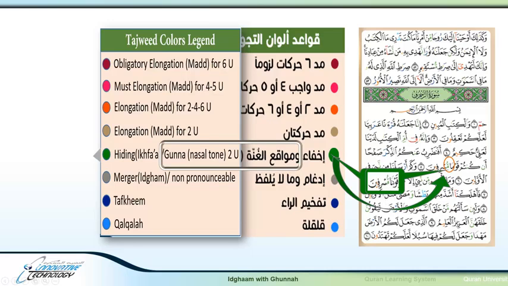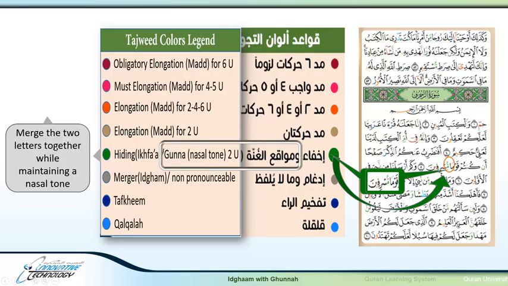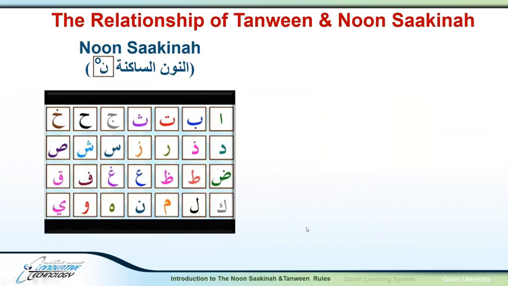And the Tanween itself is in gray because the Noon of the Tanween will not be pronounced during Idgham, indicating Idgham wa Malayufad, merger and non-pronounceable. So we have two color codes actually. The Ghunnah is given the color green, and the Tanween itself is given the color gray. And that's basically our lesson for today, which is the merger of two letters together while maintaining a nasal tone, which gives us the color green, and the Idgham itself, the merger, which is given the color gray. So our lesson for today is Idgham with Ghunnah for the Nun Sakinah and Tanween, with the Ghunnah being indicated by the color green.